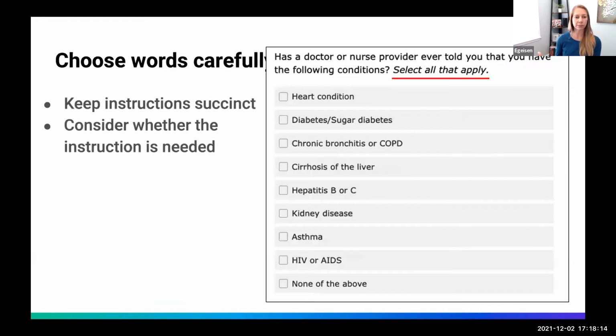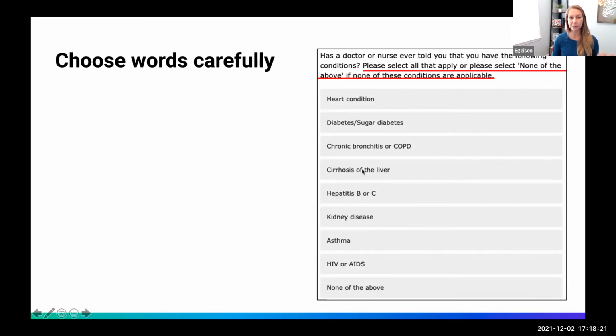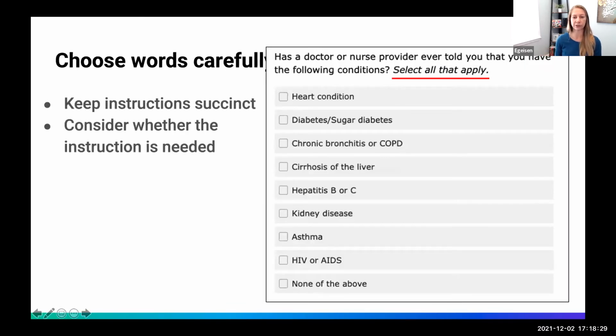So instead, what I recommend is keeping the instructions as succinct as possible. The instructions on this page said, please select all that apply, or please select none of the above if none of these conditions are applicable. I reduced that to select all that apply because that's really all they need to know. I also cut the part about none of the above because I want respondents to read through all of the options before they get to it. I don't want to suggest that they should skip the options and go straight to none of the above without seeing at least what the conditions are first.